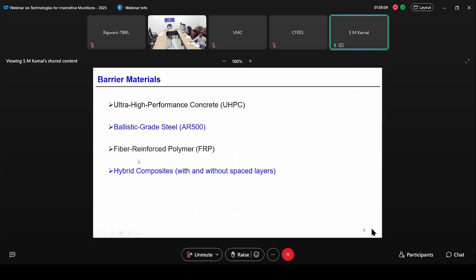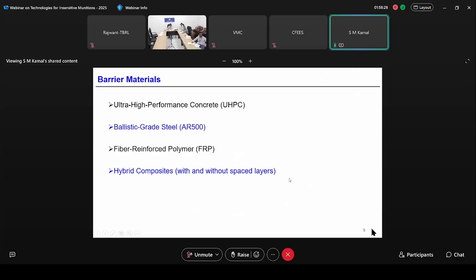We're just shortlisting based on the literature, and then we are also paying attention to hybrid composites, where we will combine the effects of all such materials to enhance the attenuation. And we're going to consider with and without space layers.